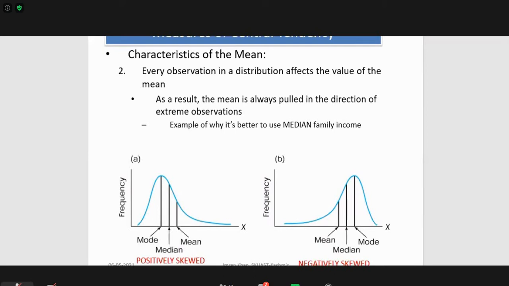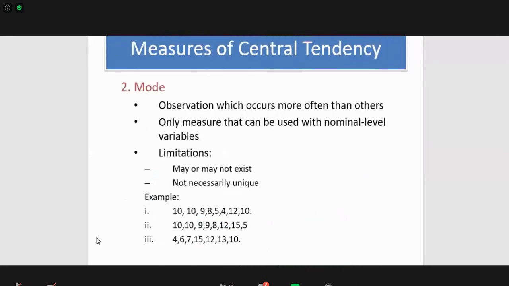So every observation in the distribution affects the value of the mean. As a result, the mean is always pulled in the direction of extreme observations. जिस साइड में आपके पास ज्यादा ये होंगे extreme observations, the mean will be pulled in that direction. By this we mean that the mean will be towards the higher values of the data set. So when you have a data set like this, an example of why it is better to use median is family income. So as a result, mean is always pulled in this direction. Okay, so we'll have the next one.